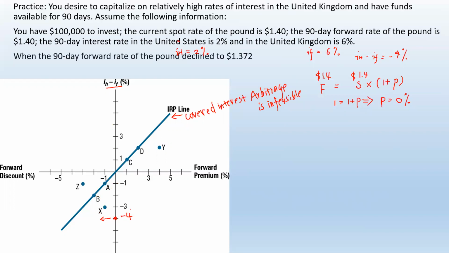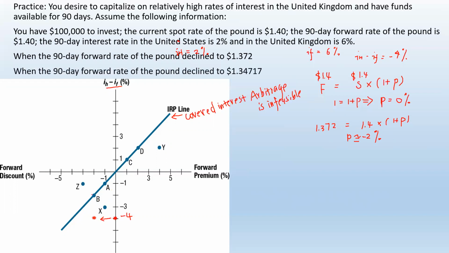It will not change. When the 90-day forward rate is 1.372, F equals S, which is 1.4, times 1 plus P, and we can find P is approximately negative 2%. It's a forward discount. So the interest rate differential is still negative 4%, but P is negative 2%. It's closer to this IRP line.